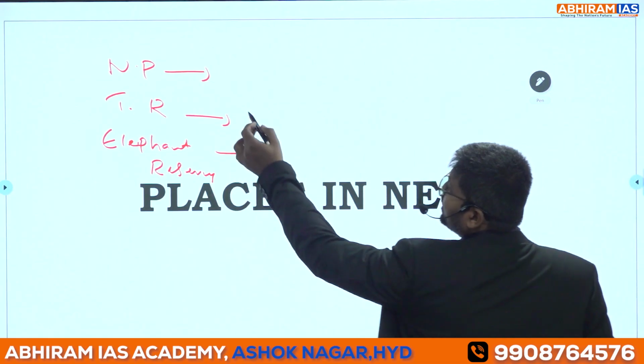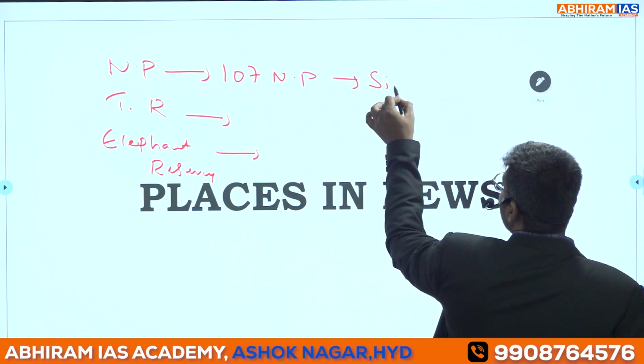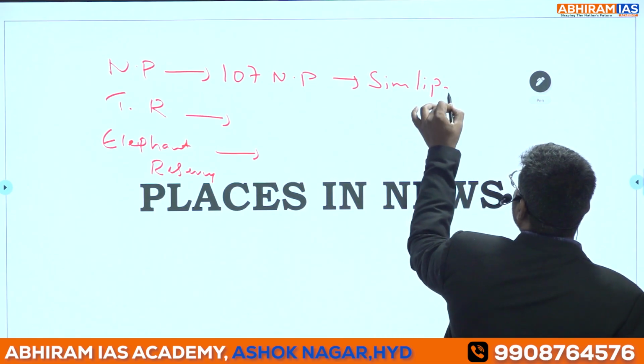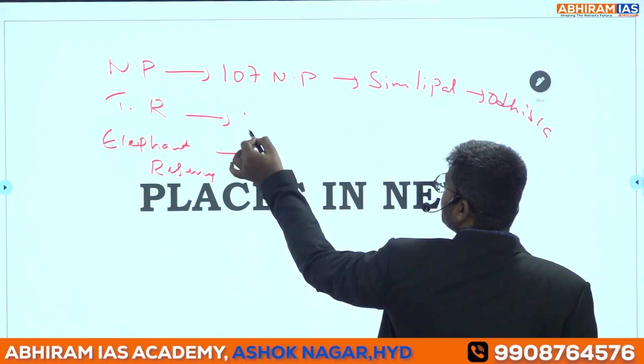Okay, when we are talking about national parks, 107 national parks are there. In that, the recent one is Simlipal in Odisha. Okay, next, tiger reserves, you have 58.